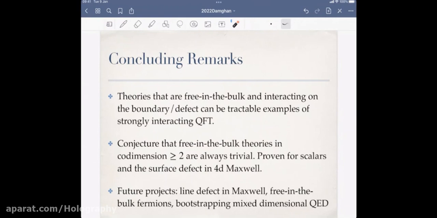There seems to be a conjecture that free in the bulk theories in codimension greater than or equal to 2 are always trivial, or we've seen a proof for the Maxwell case. I've cited a proof for the scalars, but it looks like it may go through more generally.